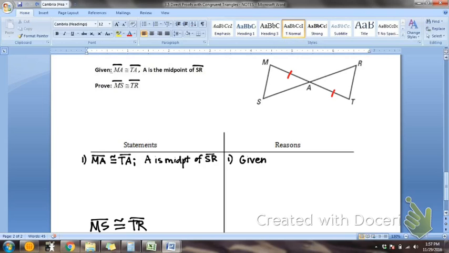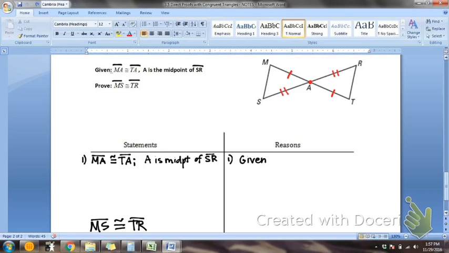That's already written, so I'm good to go. And then it says point A is the midpoint of SR. A is the midpoint of SR. So what does that mean if A is the midpoint? It means, Brianna? On each side of the A, they're congruent. Okay, so what she means by that is SA is congruent to AR.